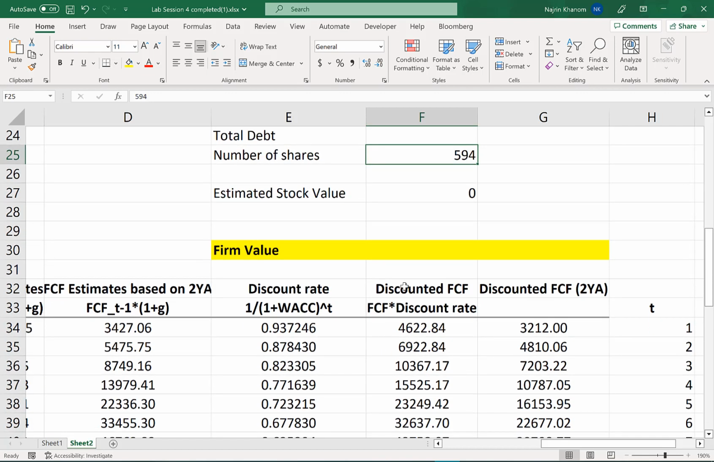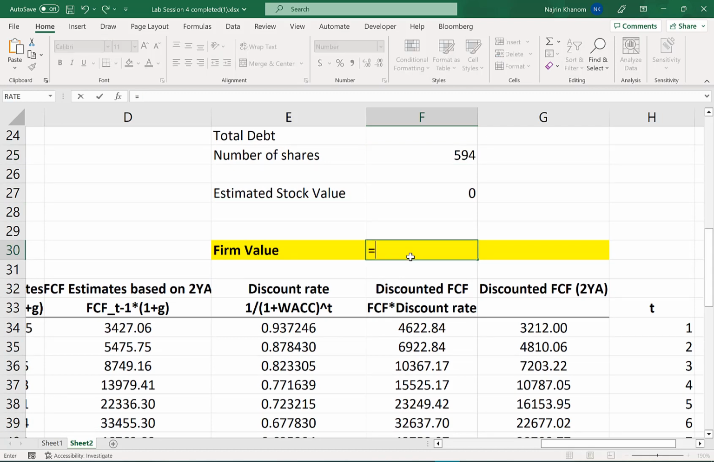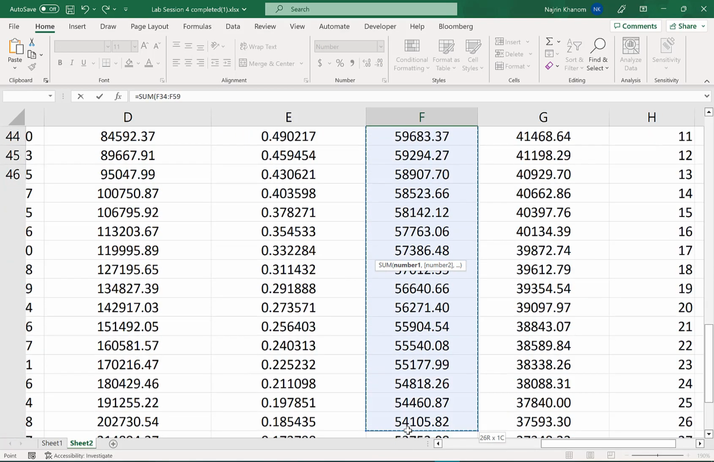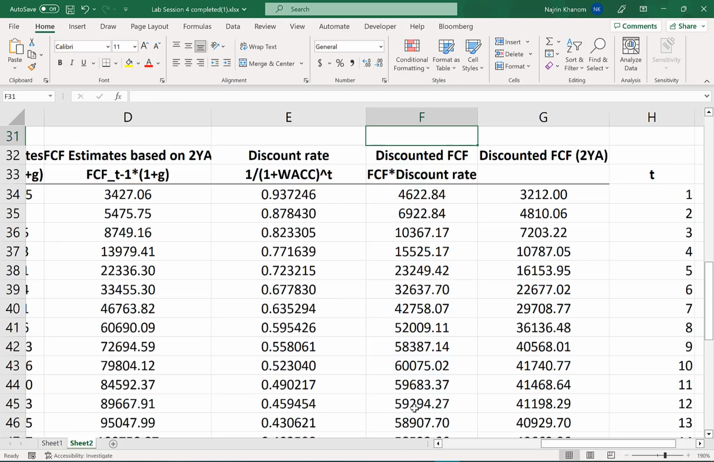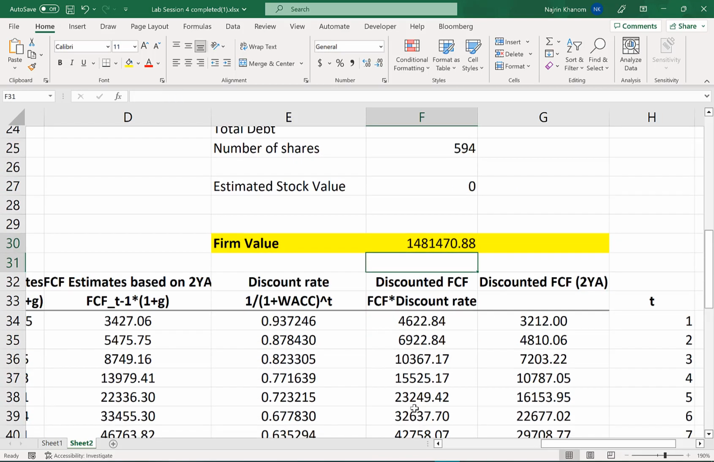Now for the firm valuation, this is equal to the sum of all the discounted cash flows that we have over here. So initially the intention was to go up to 20 years, but I see we have gone up to 30 years, so 31 years. So we'll see again what happens if we change the valuation using just 20 years of estimated cash flows. All right, so that's the total firm valuation.